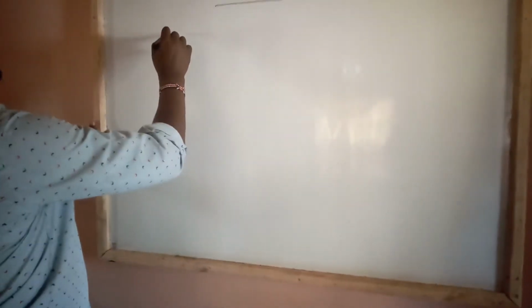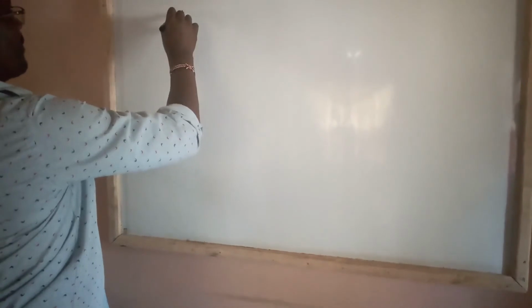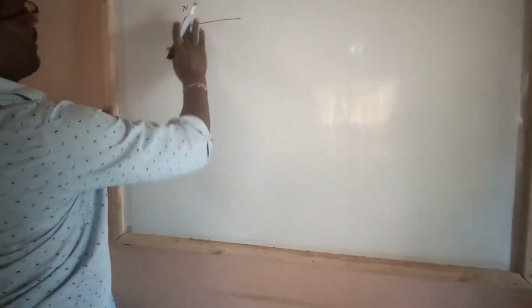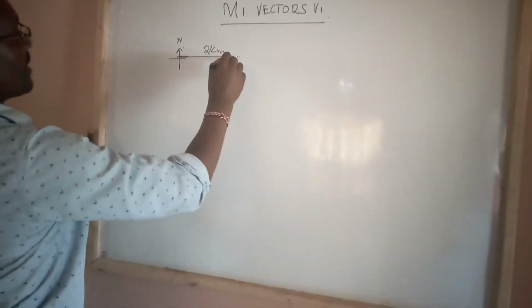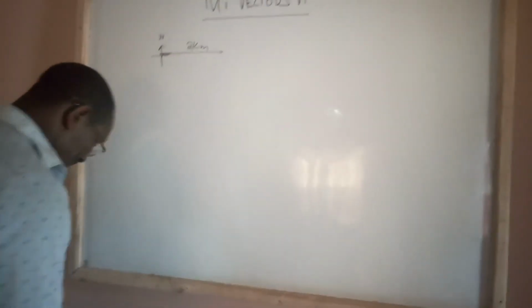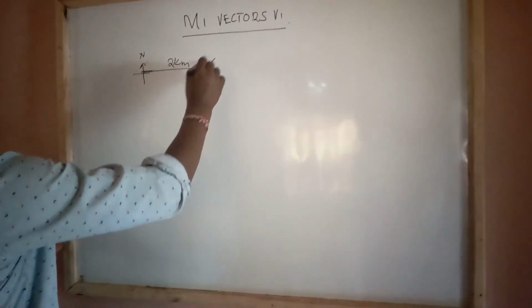All this is just preliminary to what you know, but I want us to go straight to example 1 and see what we can do. The question says a girl walks 2 kilometers due east from a fixed point O. Let's have our O there. This is due north. To the east, 2 kilometers, and she's now at point A.